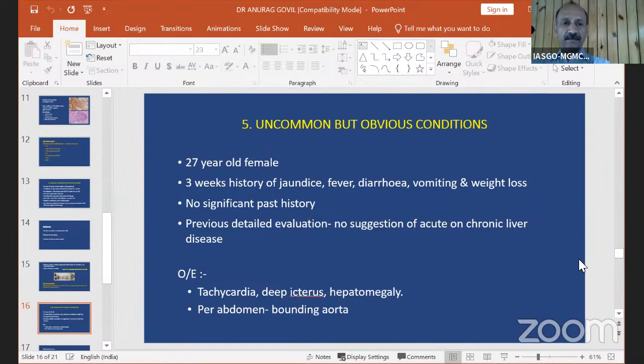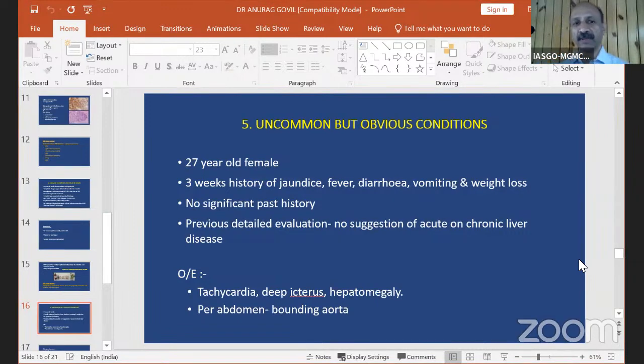The next segment is uncommon diseases, but they're actually obvious if you're alert. I saw one of the same kinds this morning also in the ICU. 27-year-old female, 3 weeks of jaundice, fever, diarrhea, vomiting and weight loss. There is no other significant history.